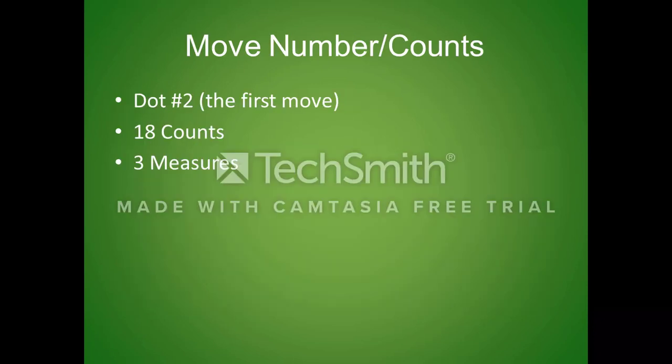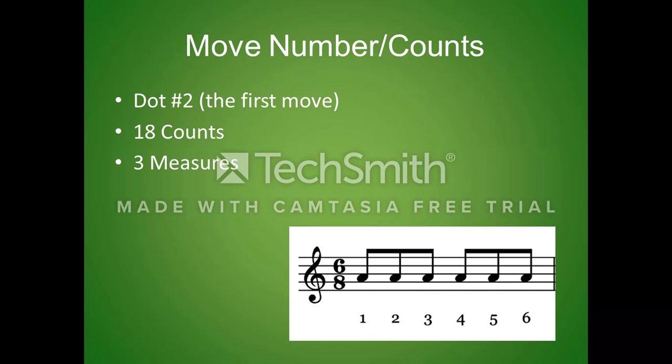For her next slide, she was asked to analyze the move number and counts: how many measures the move was comprised of, and what the measure numbers are. So what the student has done is take the dot, noted that it is her second dot, which completes her first move. The move is 18 counts, and it is 3 measures long, as we are in 6/8 time, which she has noted with her graphic underneath.